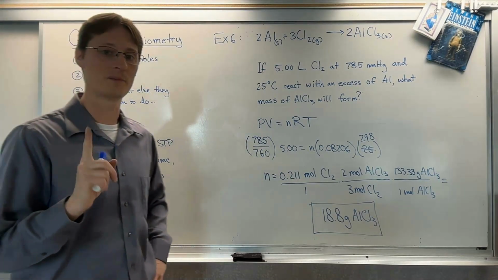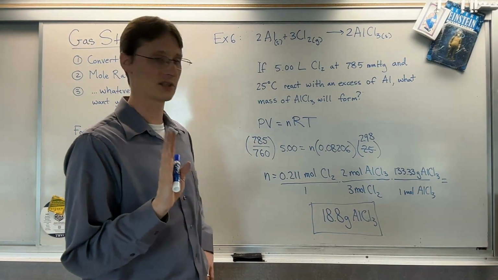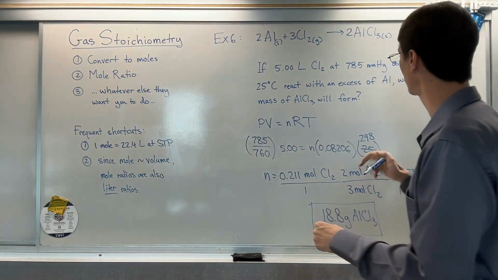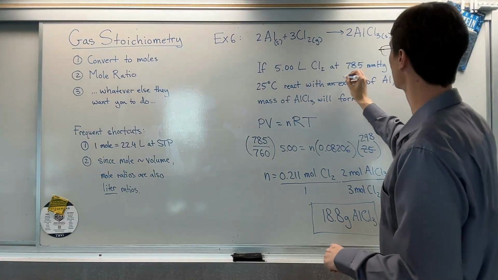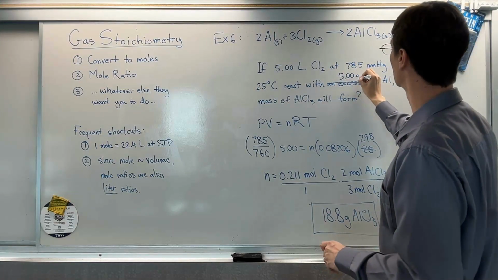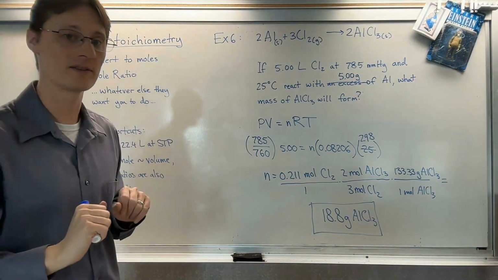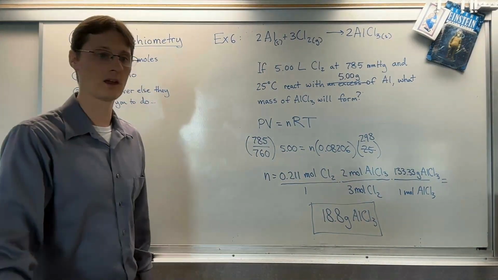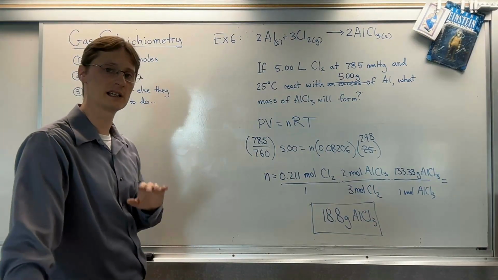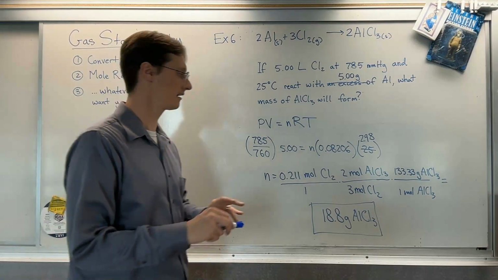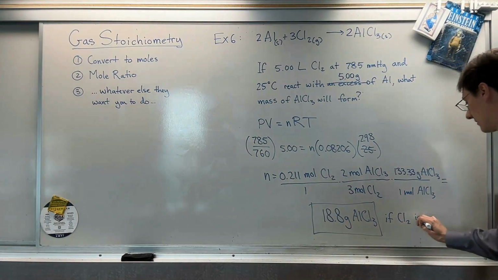Now, there is the possibility, remember, of a limiting reactant problem. So suppose, hypothetically, instead of with an excess of aluminum, they had said with 5.00 grams of aluminum. All right, now, had they done something like that, there would be additional steps. So 18.8 grams of aluminum chloride would be the amount of aluminum chloride that we would get if chlorine is the limiting reactant.